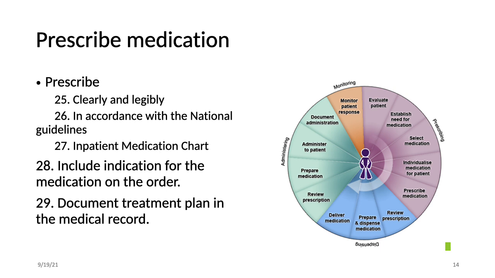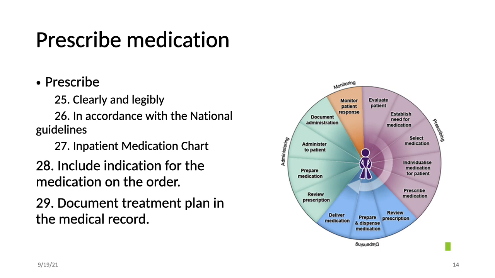After that, we have to prescribe clearly and legibly in accordance with the national guideline. You need to write the medication in generic name, appropriate dose, appropriate route, and frequency. And if the medication is as needed, you have to indicate that. If it's short or long acting, you have to indicate that. And indicate all these in the patient medical record.